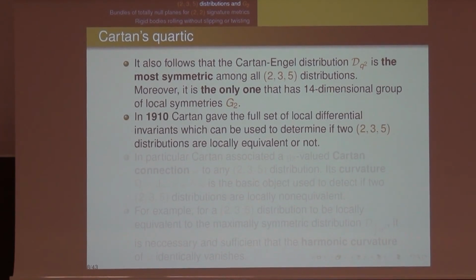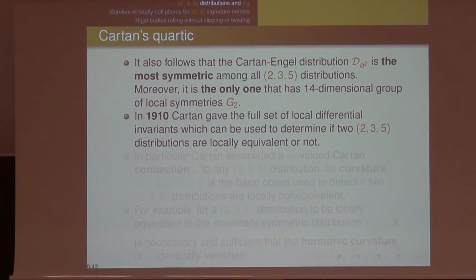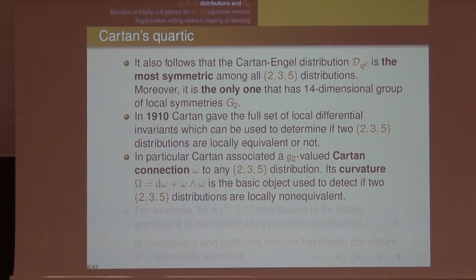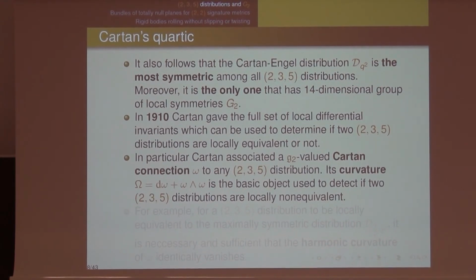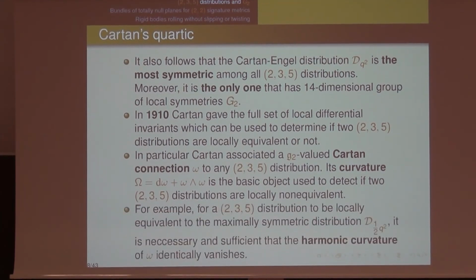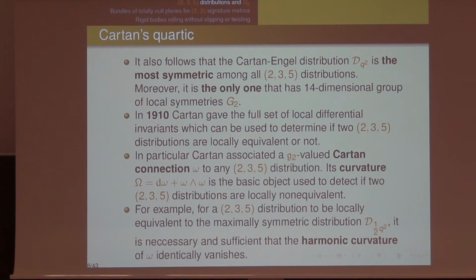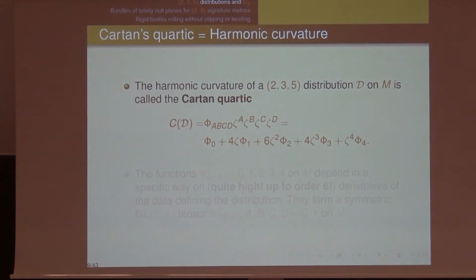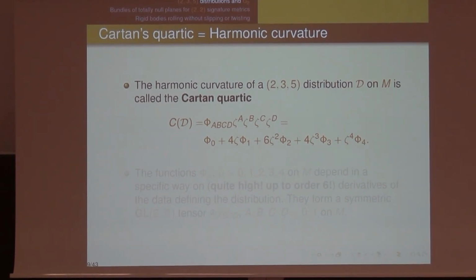In 1910, Elie Cartan gave the full set of local differential invariants, which can be used to determine if 2-3-5 distributions are locally equivalent. In particular, Cartan associated a certain G2-valued Cartan connection to any 2-3-5 distribution, and it is the curvature of this Cartan connection that tells if two distributions are equivalent or not. Okay, so for example, for a 2-3-5 distribution to be locally equivalent to this maximally symmetric one, the Cartan angle one, a certain part of this curvature, which is called harmonic curvature, must identically vanish. It turns out that this harmonic curvature, whose vanishing is equivalent for the distribution to be equivalent to this Cartan angle one, is actually a certain quartic.